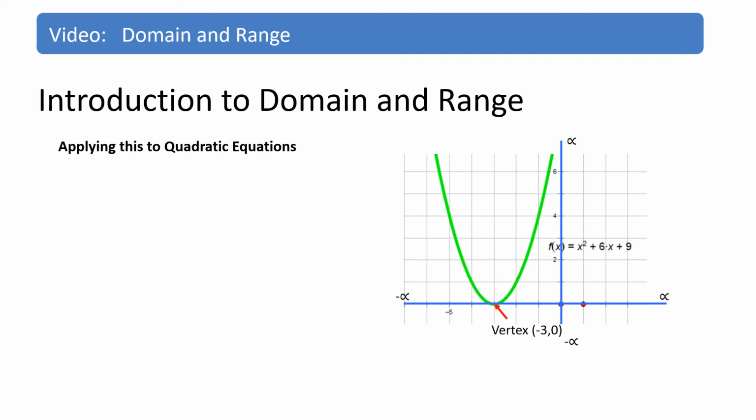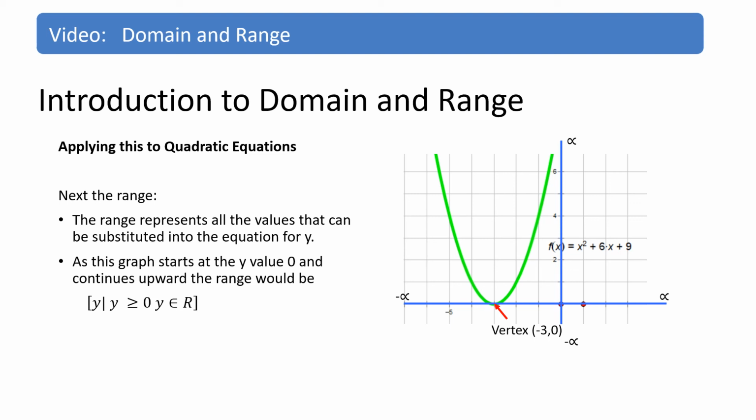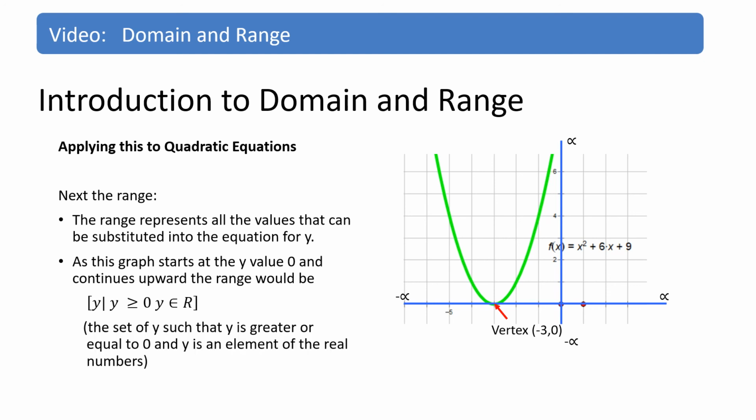Applying this to quadratic equations for the range. The range represents all the values that can be substituted into the equation for y. As the graph starts at the value 0 and continues upward, the range would be the set of y such that y is greater than or equal to 0, and y is an element of the real numbers. Read as the set of y such that y is greater than or equal to 0 and y is an element of the real numbers.